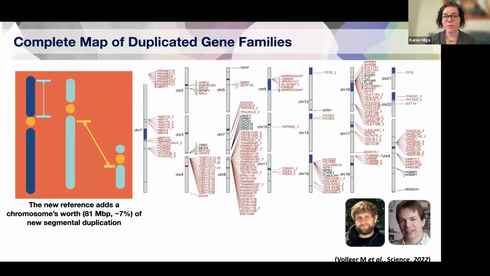In doing so, we finally had a complete map of gene families that existed. What I'm showing you here is work from Mitchell Vollger and Evan Eichler from UW, where you can see in red all of the genes that had been included in this new complete reference that were missing from the original human genome reference, which is what most people are using.